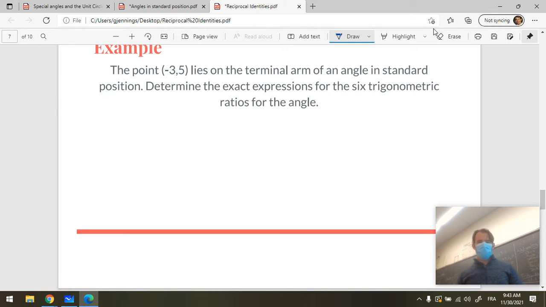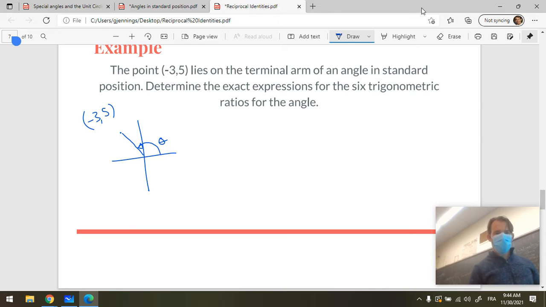Okay, so now we have the point negative 3, 5. It lies on the terminal arm of an angle in standard position. Determine exact expressions for the 6 trigonometric ratios for the angle. So, again, I'm already noticing that, wow, why don't we use this? Oh, we can do it this way. It's much nicer. Okay, so here, negative 3, 5. There's my point, negative 3, 5. All right, and we are interested in this angle here. Call it theta. Okay, and we want to know the primary trigonometric ratios for that.